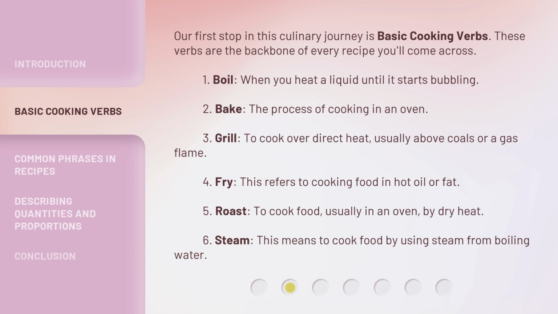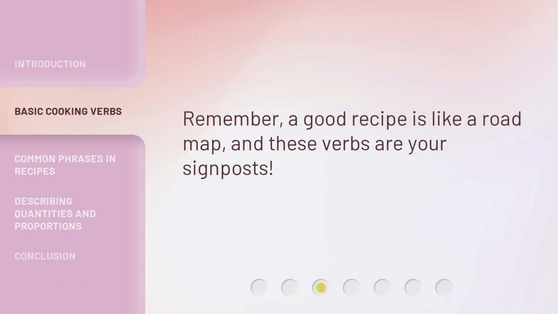3. Grill. To cook over direct heat, usually above coals or a gas flame. 4. Fry. This refers to cooking food in hot oil or fat. 5. Roast. To cook food, usually in an oven, by dry heat. 6. Steam. This means to cook food by using steam from boiling water. Remember, a good recipe is like a road map, and these verbs are your signposts.